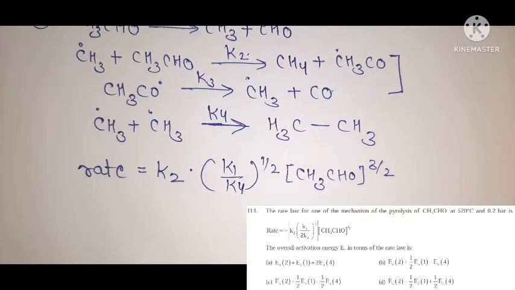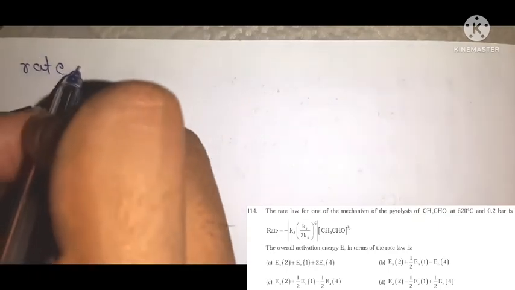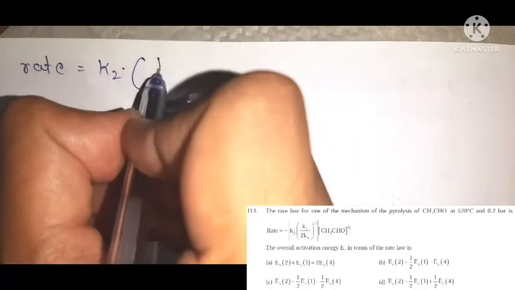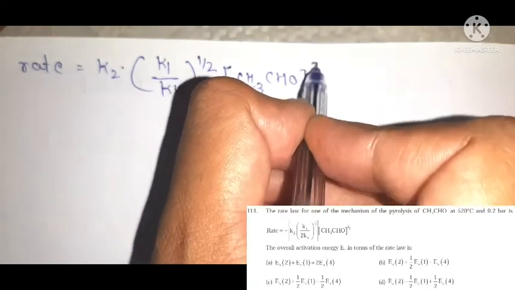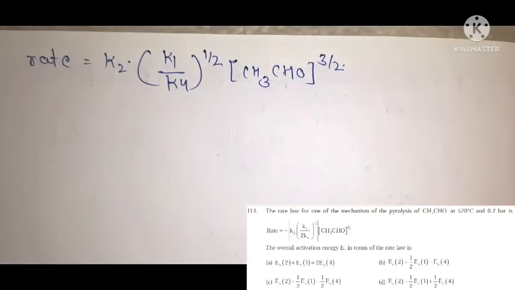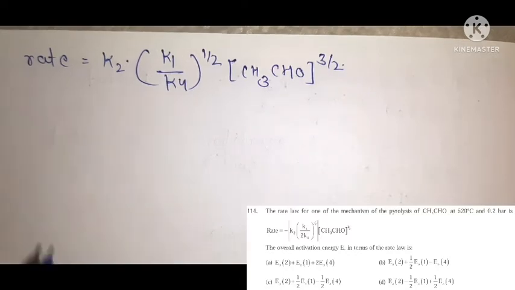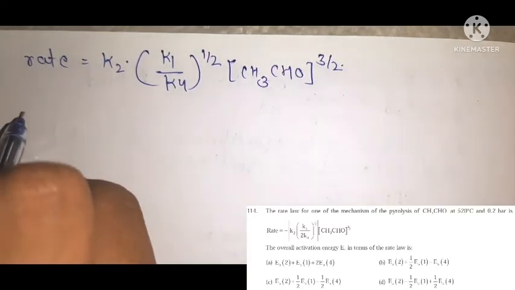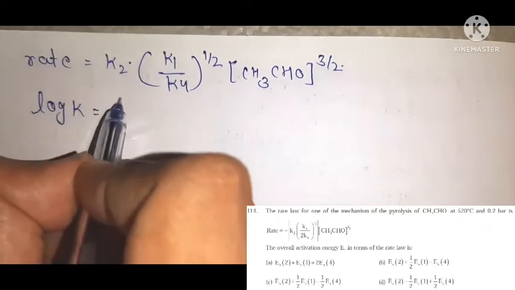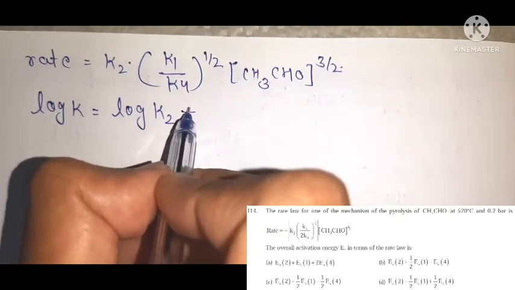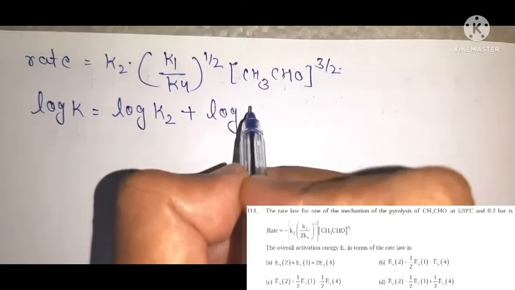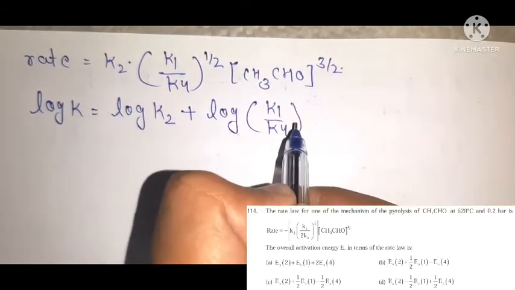Okay, so the rate law is K = K2 (K1/K4)^(1/2). Now first of all, taking log of this complete equation. So log K is equal to log K2 plus log (K1 upon K4) to the power 1/2.